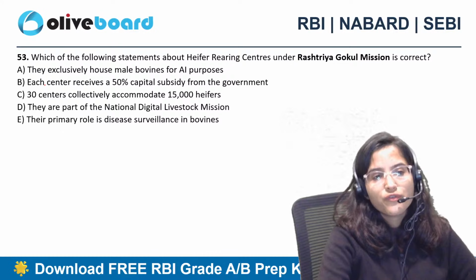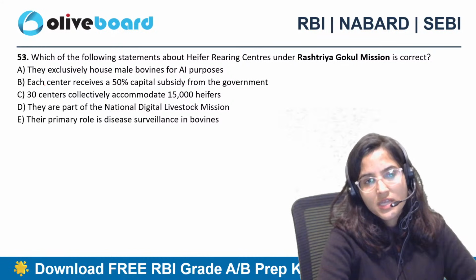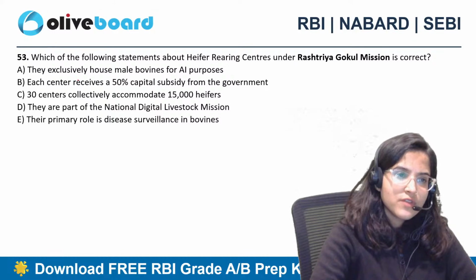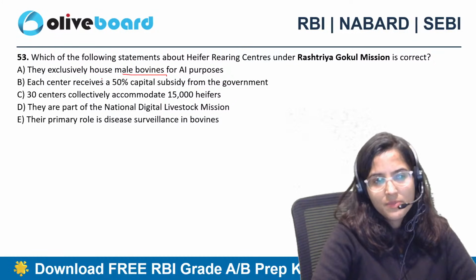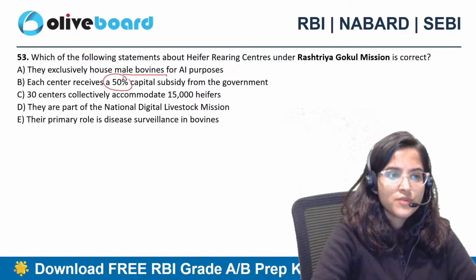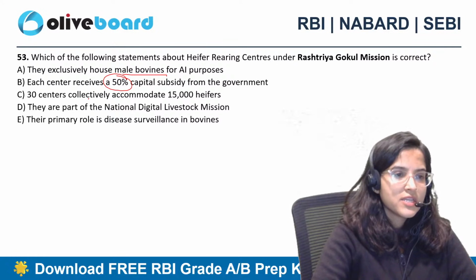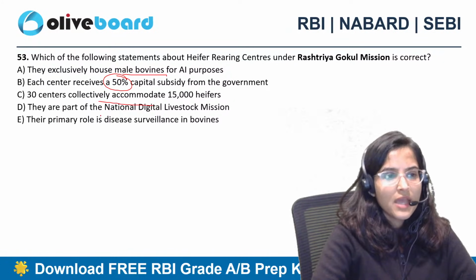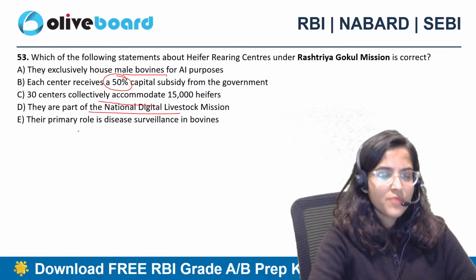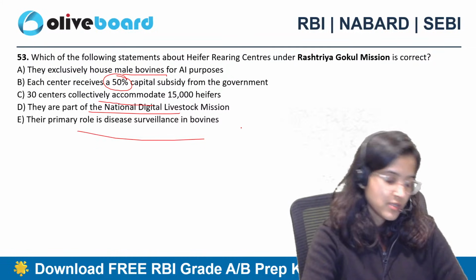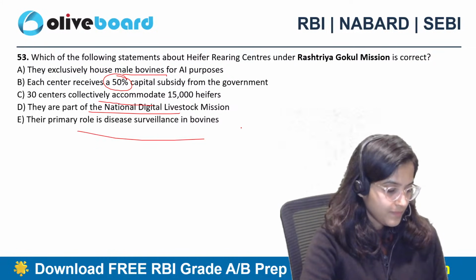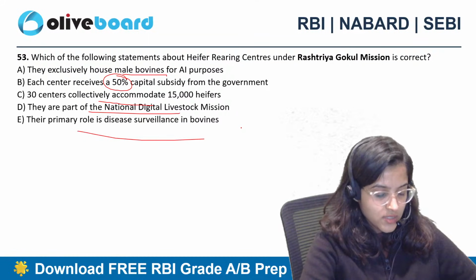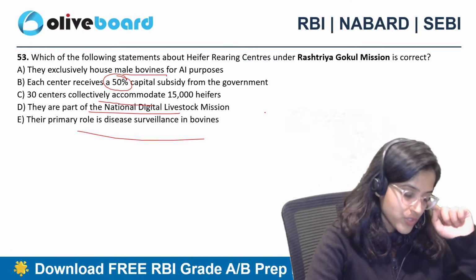ठीक है. Which of the following statements about heifer rearing centers under Rashtriya Gokul Mission is correct? They exclusively house male bovines for AI purposes. Each center receives 50% capital subsidy from the government. 30 centers collectively accommodate 15,000 heifers. They are part of National Digital Livestock Mission. Their primary role is disease surveillance in bovines. Hanji, what is the correct answer? 53rd question.